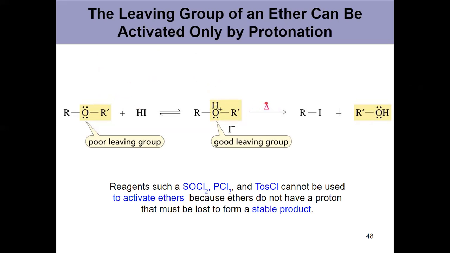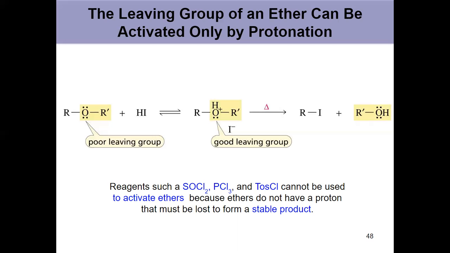Then with some heat, either iodide or bromide can come in here and replace the leaving group, turning it into an alkyl iodide or an alkyl bromide. And now you actually have an alcohol as a byproduct. This cleavage reaction is going to occur via an SN1 or an SN2 reaction, depending on the structure. We'll look at that next.